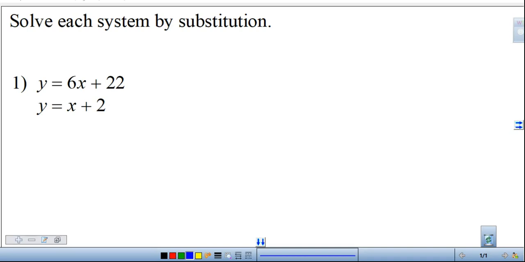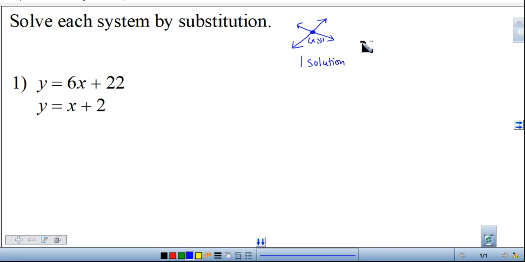There are three possibilities when you have two lines. Possibility number one is that these two lines will cross in exactly one location. When they cross, the place that they cross is going to be a point. So if the lines cross, they have one solution.